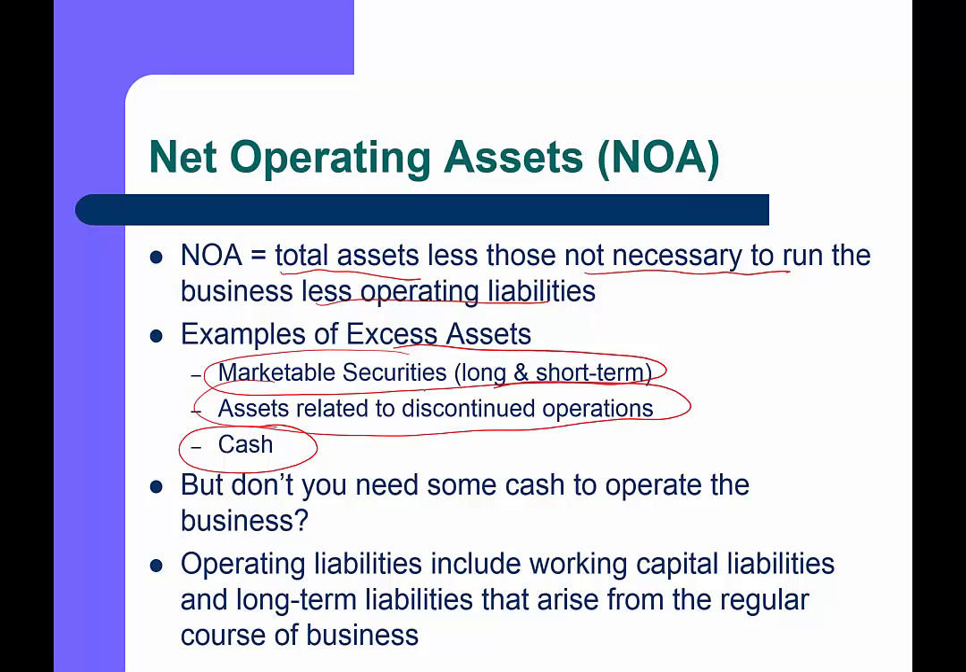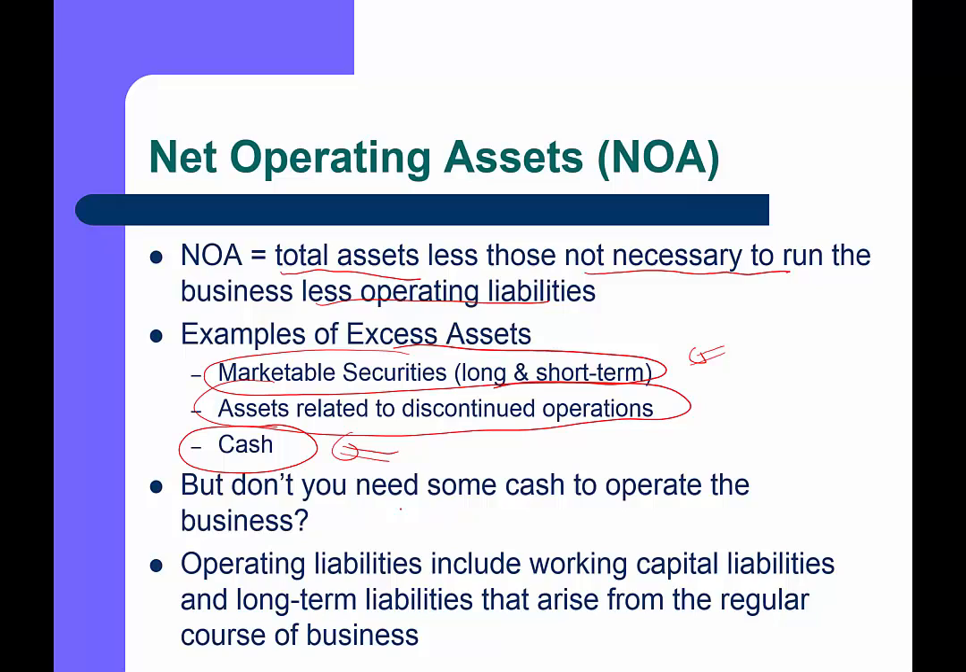Assets that they don't need to run the business from here. Most of the time it's cash, some of the times it's marketable securities, and occasionally it's some of these other things. A fair question to ask is, don't you need some cash to operate the business? And of course the answer is, yeah, you do. But by convention, we subtract all of the cash as an excess asset from there. That's just how it is done. It's hard to estimate what the minimum cash levels are, and so that's the convention that's there.